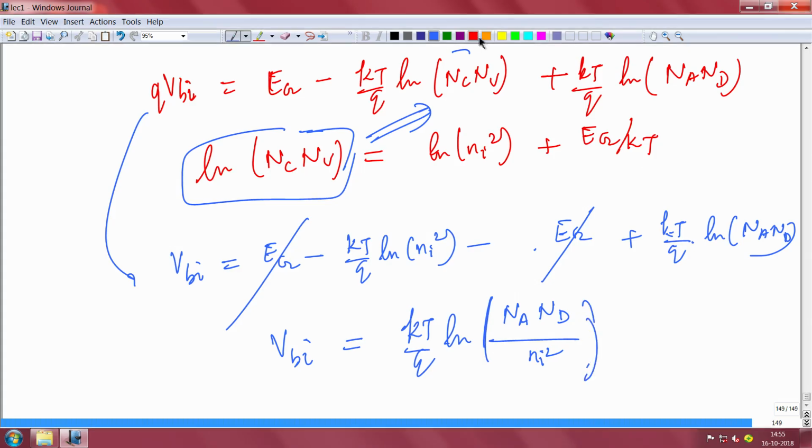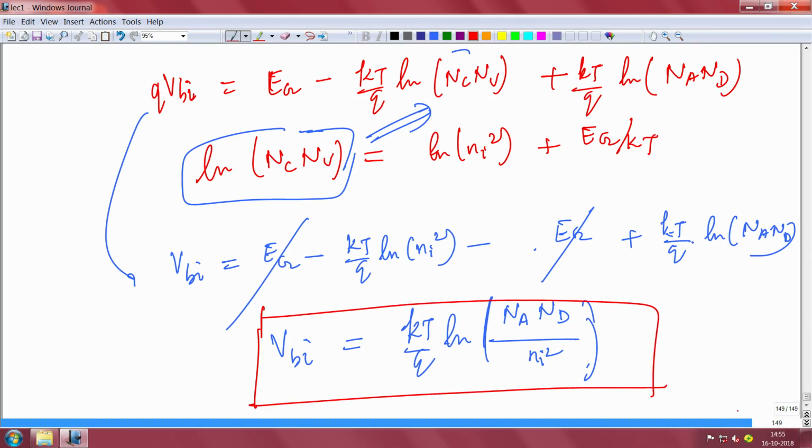This is your expression for the built-in potential that has formed in a PN junction. Remember, this is your Fermi level, this is the conduction band, this is the valence band. This built-in potential that has formed, qVbi, is this actually. I can remove the Q here, of course, that's the same thing. So it depends as kT by q ln(Na Nd by Ni square).